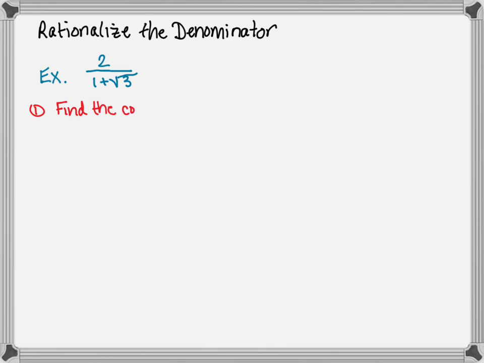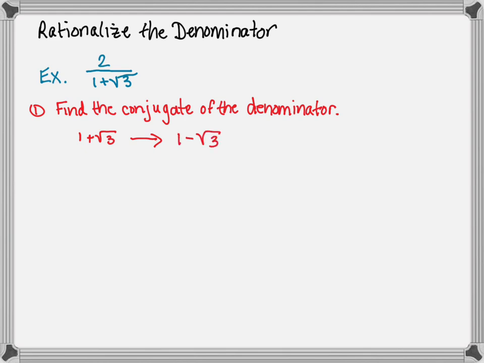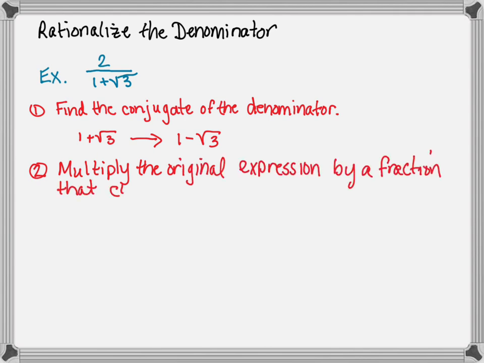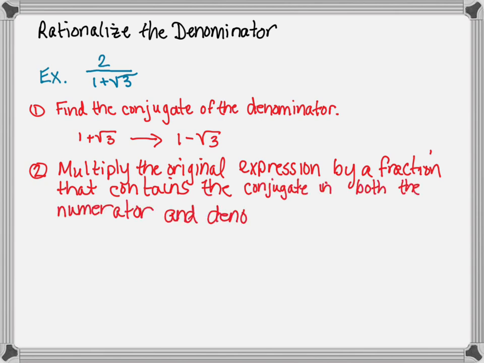So what we're going to do is find what's called the conjugate of the denominator. If our denominator is 1 plus radical 3, our conjugate is going to take the same expressions, the 1 and the radical 3, but the operator in between them will be the opposite. So my conjugate is 1 minus the square root of 3. Only the operator in the middle is the opposite. And then I'll multiply the original expression by a fraction that contains the conjugate in both the numerator and denominator. This is multiplying that original expression by a form of 1.